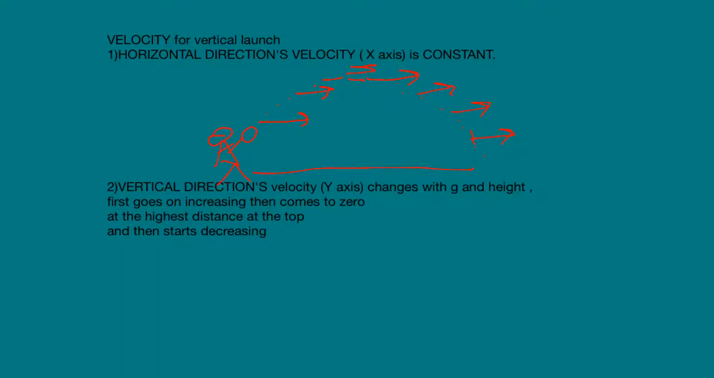Suppose the person is throwing the ball at 5 meters per second. So at this point it will be 5 meters per second, at this point also 5 meters per second, which is parallel to the ground level. So all along, it will be 5 meters per second. So horizontal velocity remains constant.